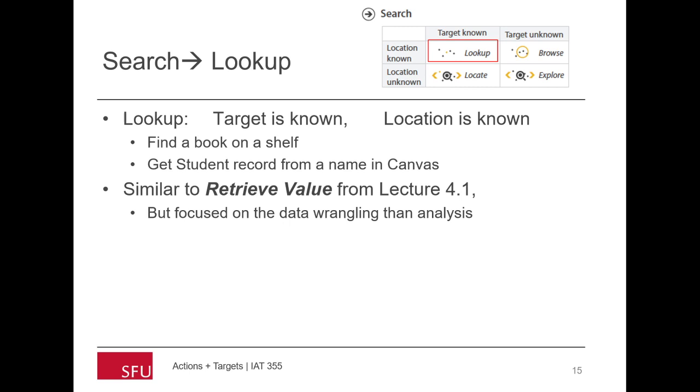You all use Canvas, but when I use Canvas, I have all your student records for the individual course. And if I want to find out what grade you got, I need to find your record, and that means I need your name. And because I know what your name is, it's easy for me to find. And so Lookup is a very low intensity kind of task. There's a similarity to retrieve value from lecture segment 4.1, but really we're focused in this abstraction setup from Munzner's book on data wrangling as much as the analytical process.